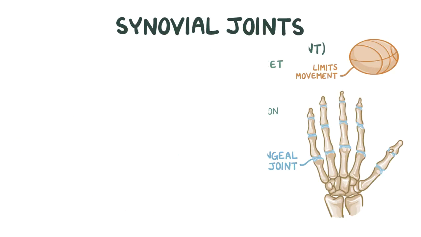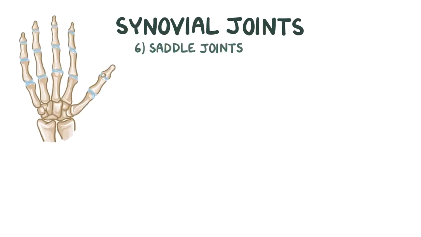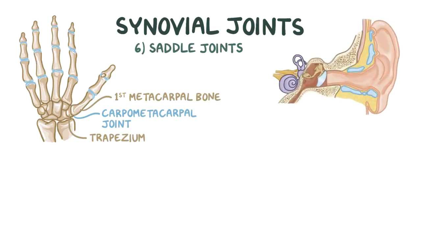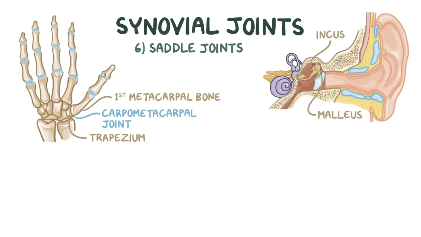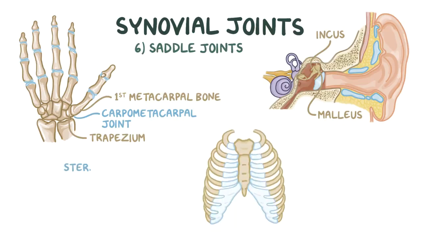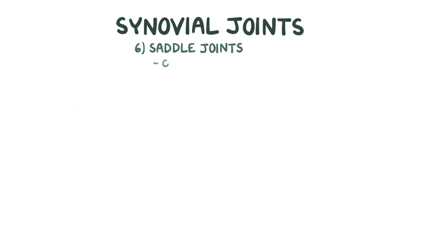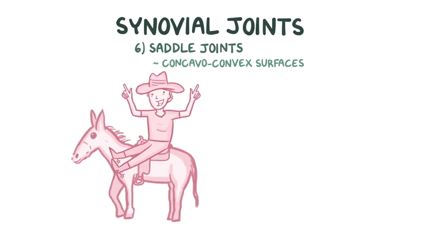The sixth type of synovial joint is a saddle joint. An example is the carpo-metacarpal joint of the thumb, which is between the trapezium and the first metacarpal bone. Other saddle joints include the one between the malleus and the incus bones in the middle ear, and the sternoclavicular joint between the sternum and the clavicles. Here the bones have concavo-convex surfaces, which look a bit like a cowboy sitting on a horse saddle.